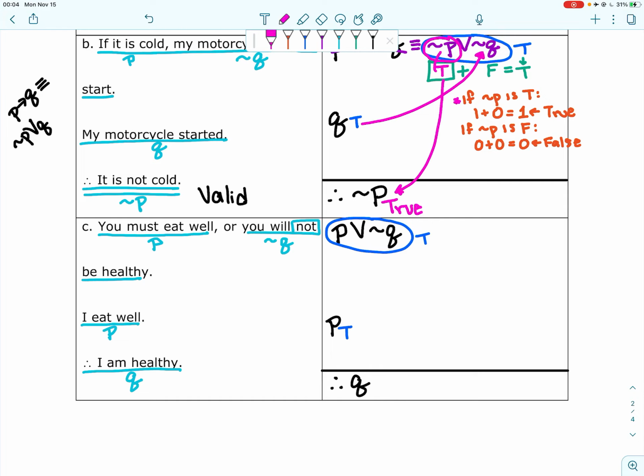So if P is true, then this P must also be true, because they're the same thing. And then or, I'm going to write this just a little bit lower. Or means addition. So I have this not Q that I have to figure out, so that this whole statement equals a true statement.